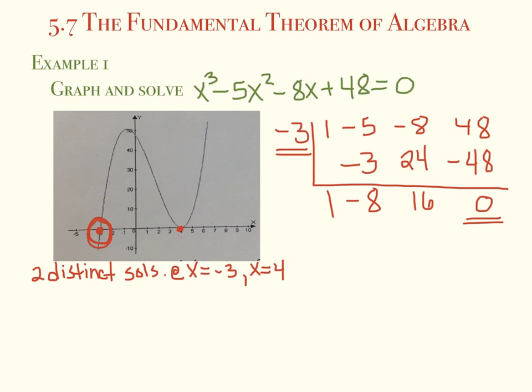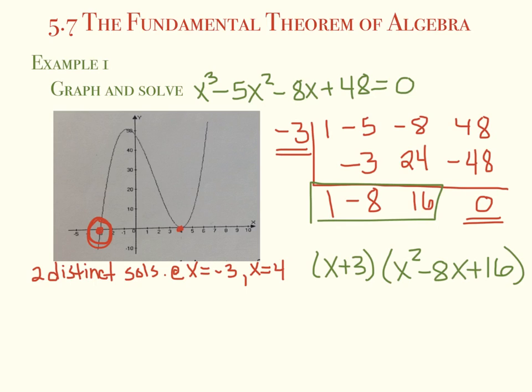But what we've also done is, if -3 is a 0, then x plus 3 is a factor. And the other factor is this, 1x squared minus 8x plus 16. And now that we're down to a quadratic, we want to see if we can factor this further. And if there's anything that multiplies to get 16 that also adds to get -8, we can factor it, which there is. So this is x plus 3, and then this over here is x minus 4 times x minus 4, so I'm going to put a little squared.